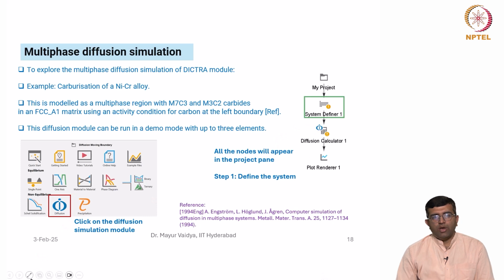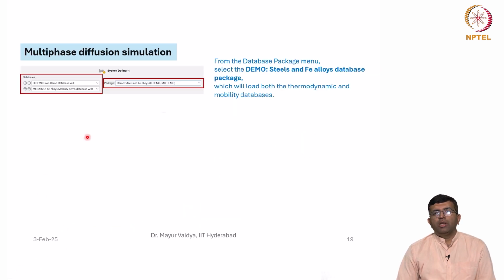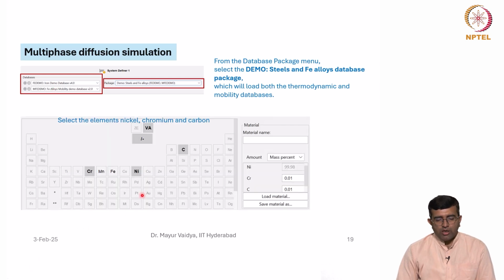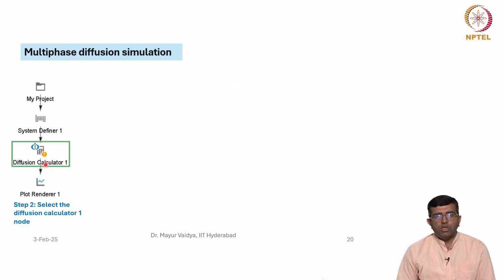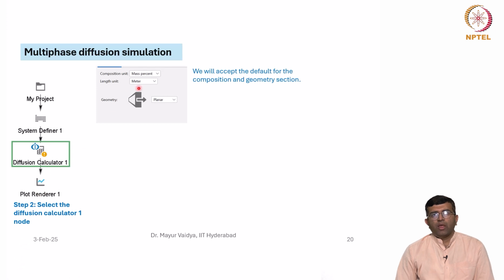Then first we need to define the system. Here you can still click steels and Fe alloys database package, because it has the data for nickel and chromium as well, and it will load both the mobility and the thermodynamic database. Now here you have to select nickel, chromium and carbon, and you specify the compositions shown here. Then you go to the diffusion calculator. Here you accept the default for the composition and the geometry section. So the geometry is planar, and composition is in mass percent.